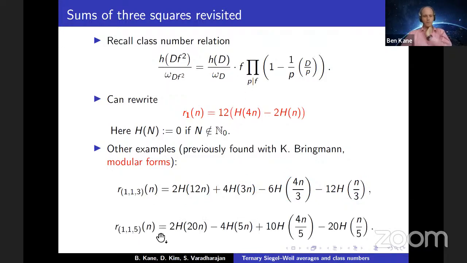And then I'm going to do R115 of n, which is 2h of 20n minus 4h of 5n plus 10h of 4n over 5 minus 20h of n over 5. And again, everything is n over 5 times the square, for 25 and 100. Okay. And even the coefficients kind of sort of satisfy some relation. At the point when this was constructed, you could see that they're related, but we didn't exactly know how. And we'll hopefully understand that at the end of this talk.